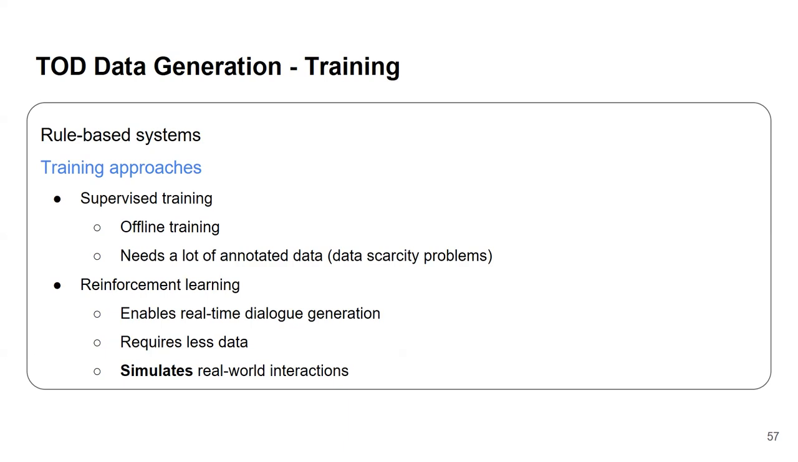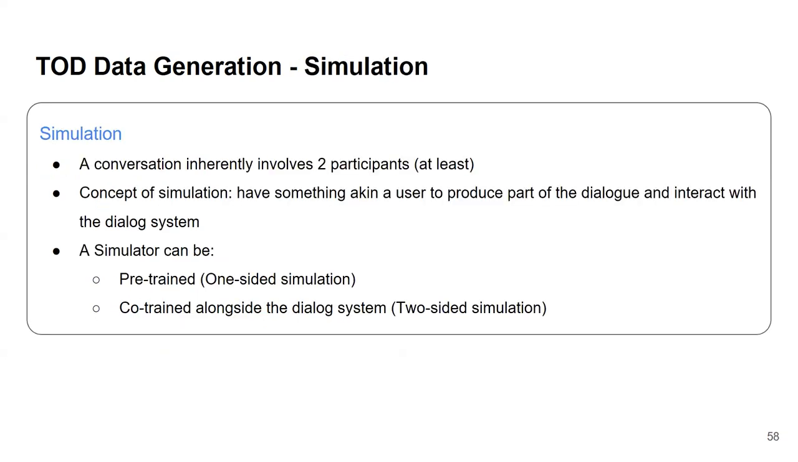Training happens mostly in two ways with TOD. You can have supervised training, which is offline training and needs a lot of annotated data, which is the problem that we're trying to solve. And there's also a lot of reinforcement learning policy. This has the advantage of enabling real-time generation, and it requires less data, although we still need that data. It simulates, and that's why I made it bold: the word simulation is very important.